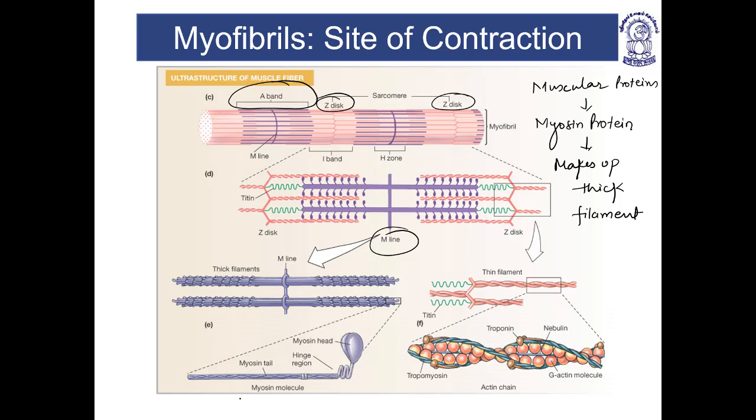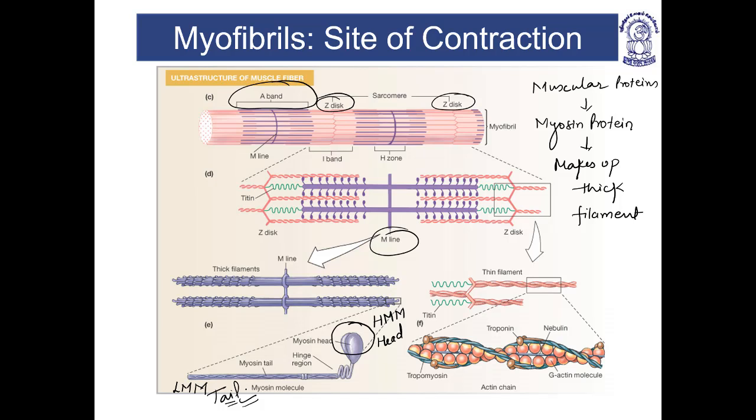You can see the structure of the myosin molecule. The myosin molecule basically has a light meromyosin tail and a heavy meromyosin head, which makes the cross arm. So this is the heavy meromyosin head and this is the light meromyosin tail. So LMM is light meromyosin, and this is heavy meromyosin, HMM. This is the head and this is the tail.